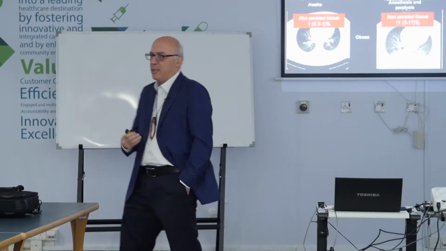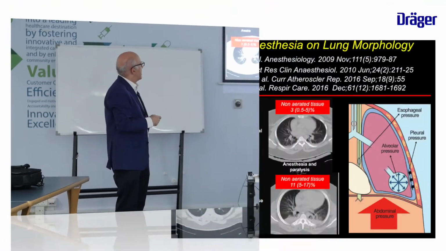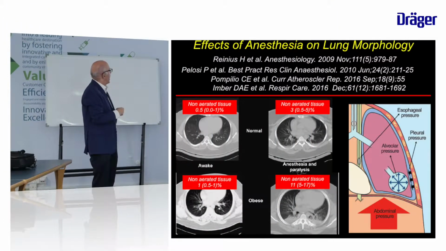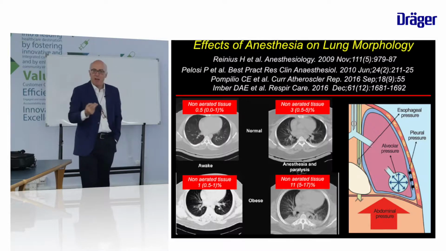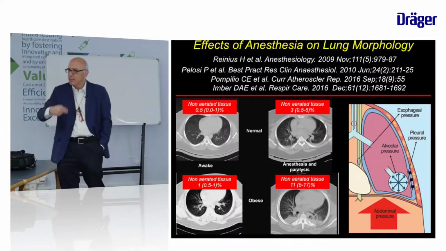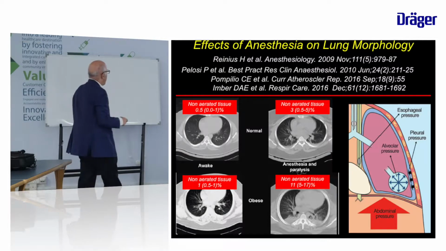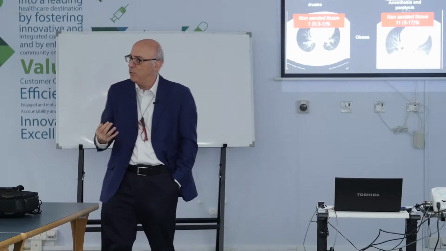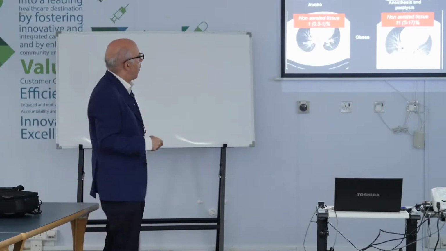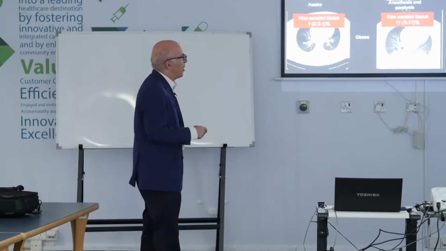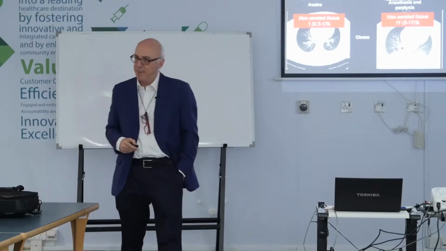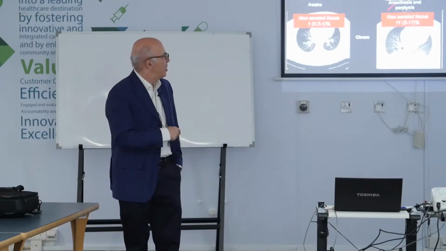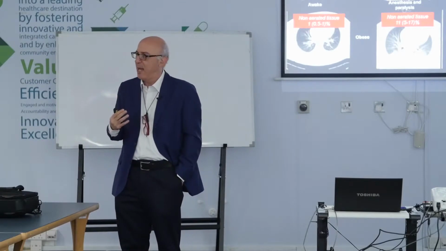There are some patients in which you have an increase in the amount of atelectasis. You see here, these are normal subjects awake, with non-aerated tissue around 0.5%. When you induce anesthesia, you see almost 3%, as I showed you before, some patients much more. In obese patients, you have no major atelectasis during spontaneous breathing, of course, due to the tone of the respiratory muscles. When you induce anesthesia, you see a major amount of atelectasis, around 11%. And some patients may reach up to 20% of the lung tissue.